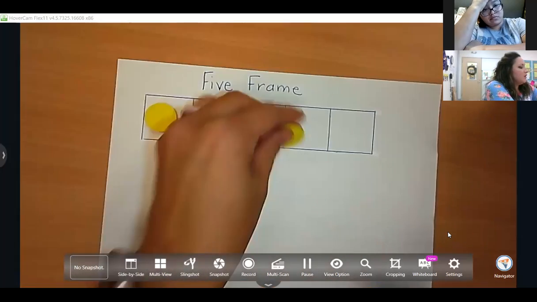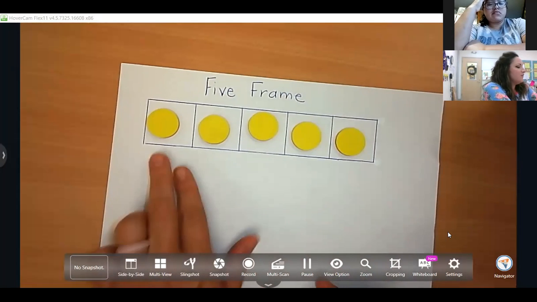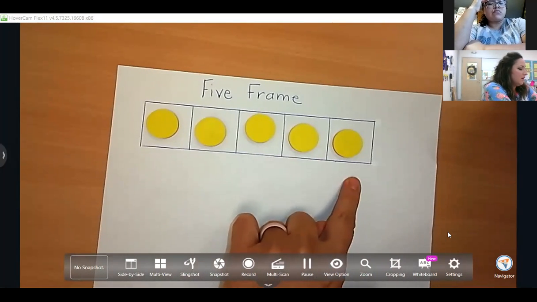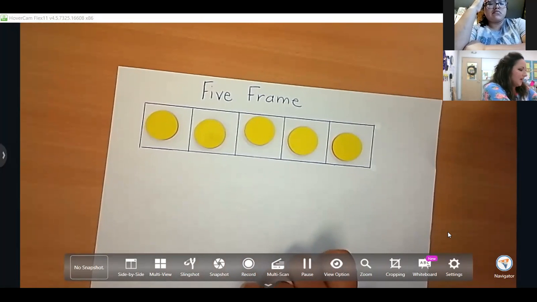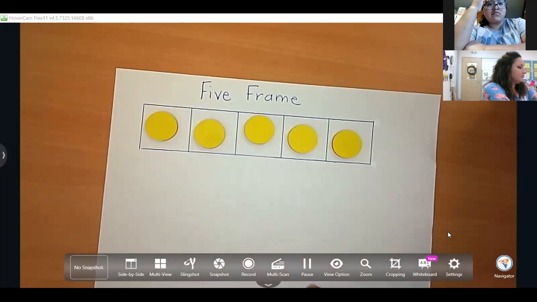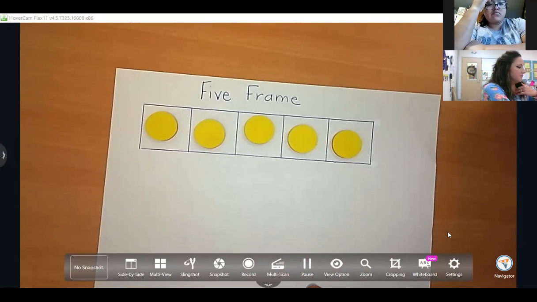Over time, your child will just see this 5 frame and recognize that there are 5 objects in this without having to do the one-to-one. You may even see their head bob to count them, but over time, they're going to recognize this as being 5. They will start to count less with their fingers.